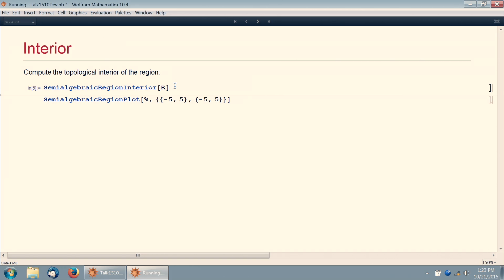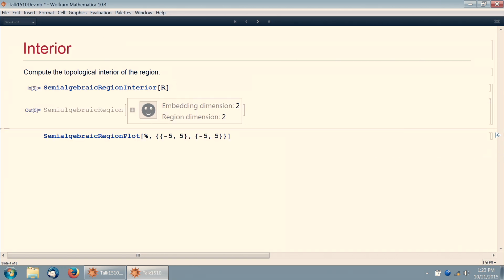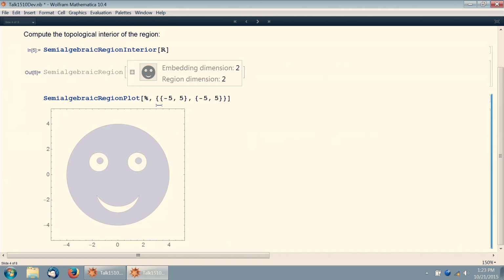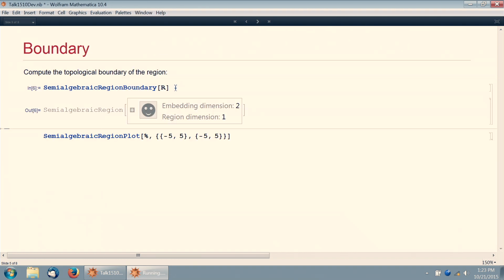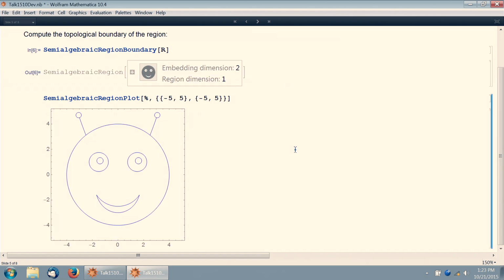And the interior has lost the antennae. And the next one is boundary. Again, now it says the dimension is 1, which is good. It should be 1. And here's the picture. So there's the boundary.